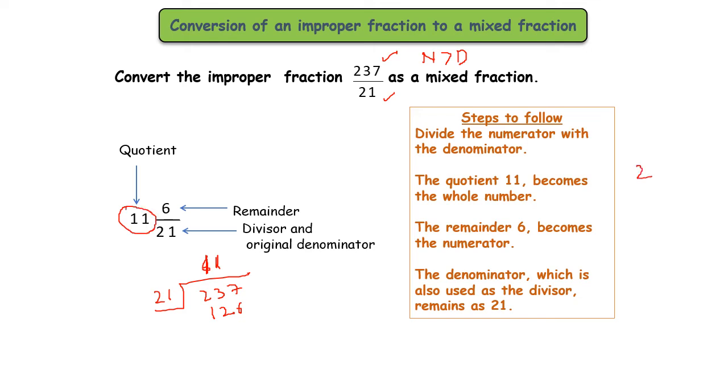So I will multiply 21 by 11 in rough. So it will be 21 and 21 again, 1, 3, 2. So here it will be 2, 3, 1. So it gives me 6 as the remainder. So when you convert an improper fraction into a mixed fraction, the whole number is the quotient, the remainder is the new numerator, and the original denominator becomes the denominator of the mixed fraction as well. Right? Please practice more questions from your book.